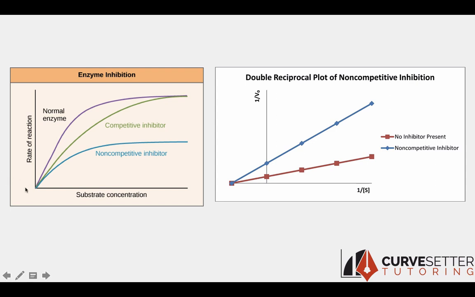So here you see a non-competitive inhibitor is going to decrease the Vmax. And when you look at this plot, with the inhibitor present, you see that there's no change in Km, but a higher y-intercept. So this would be like 10 versus 2. Higher y-intercept is going to mean decreased Vmax because this is 1 over V.